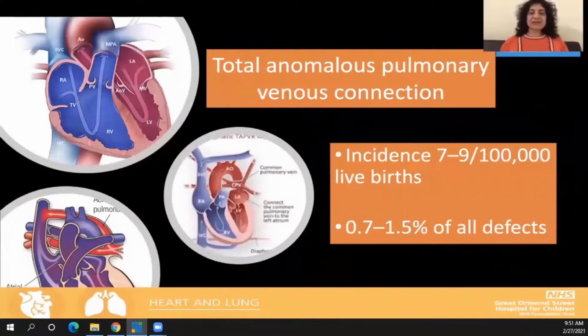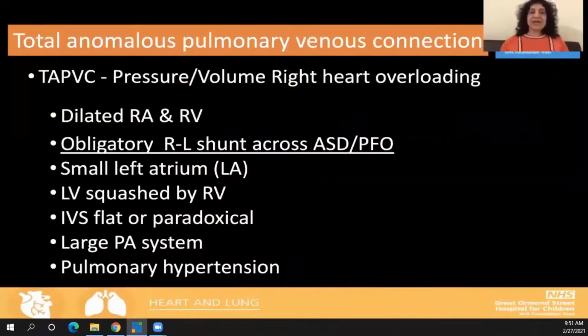TAPVC accounts for 0.7 to 1.5% of all defects, and the incidence is around 7 to 9 per 100,000 live births. It is characterized by pressure and volume overload of the right heart. So on an echo, you will find a dilated right atrium and right ventricle, an obligatory right to left shunt across the ASD or the patent foramen ovale, which will maintain cardiac output. A small left atrium, a left ventricle that is squashed by the right ventricle, a flat interventricular septum, large pulmonary arterial system, and pulmonary hypertension.